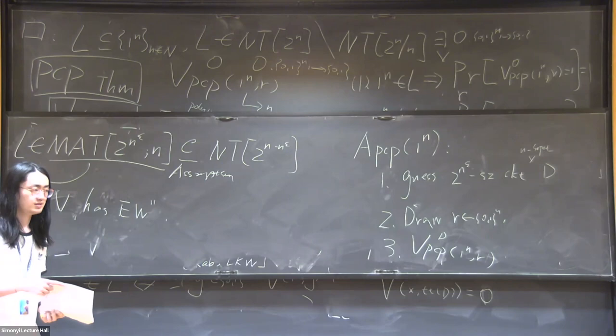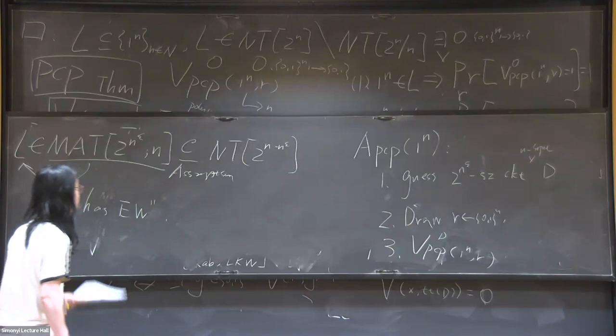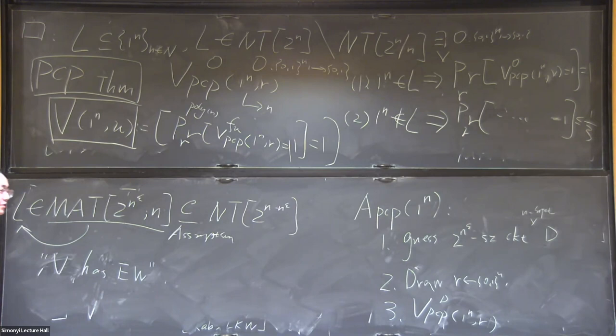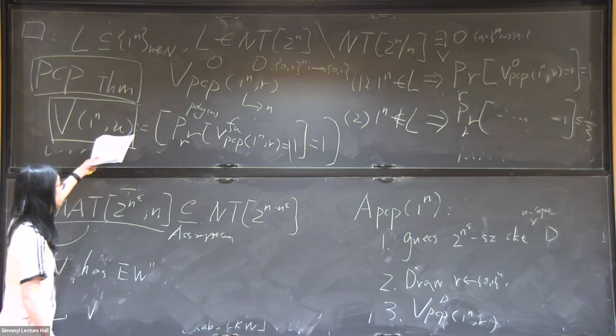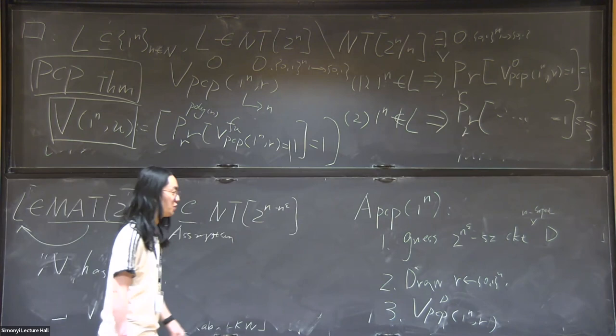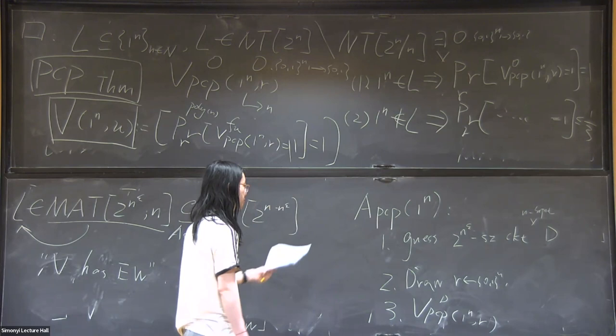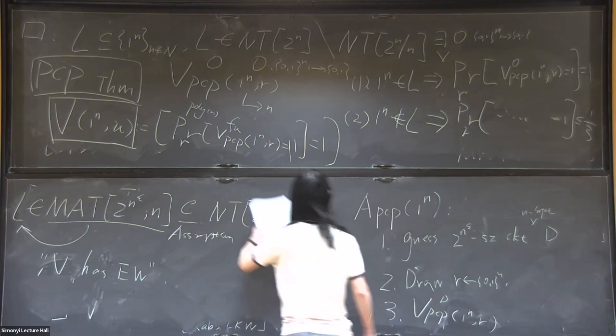So why does this algorithm solve L under the assumption that V has an easy witness? V is defined as this. V has an easy witness means that whenever 1^n is in L, some smart truth table satisfying this condition will be guessed here, making the Merlin-Arthur algorithm accept. If 1^n is in L, this APCP is going to guess something that makes it always accept, and that will be the proof to make APCP always accept.